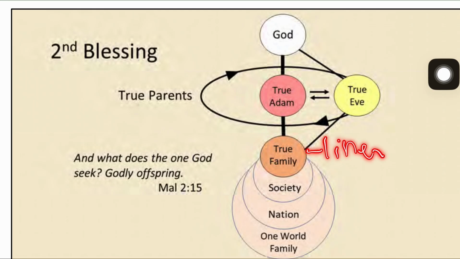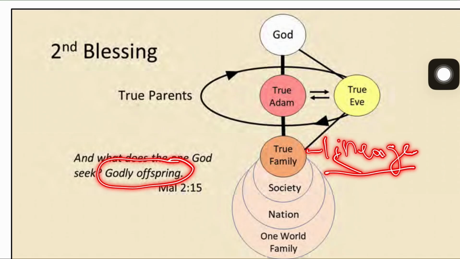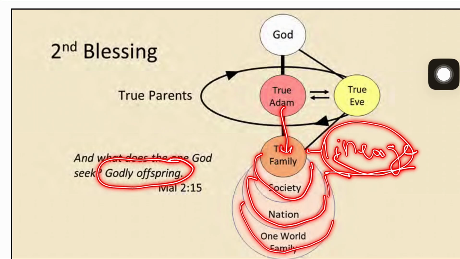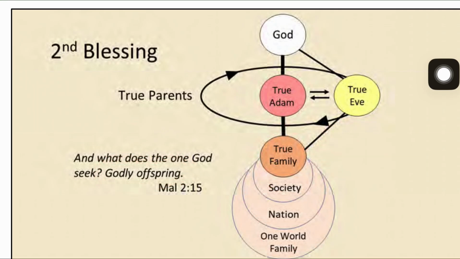Okay, this is the multiplication of God's lineage. Godly offspring means the lineage of God. The blood of God is flowing in each person. That is the creation. That is the way God intended for the whole world to be. God wanted the world to be filled with His children, godly children.